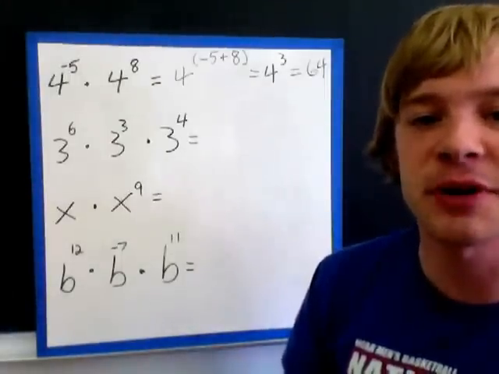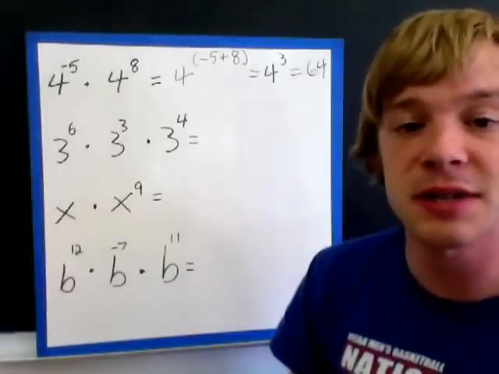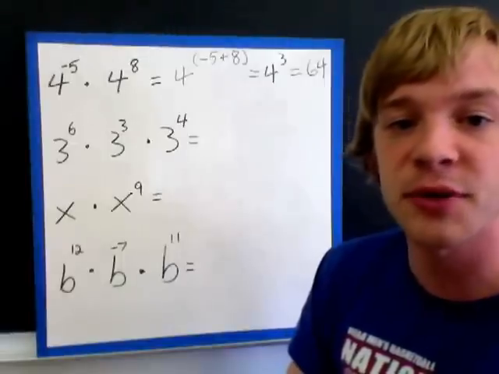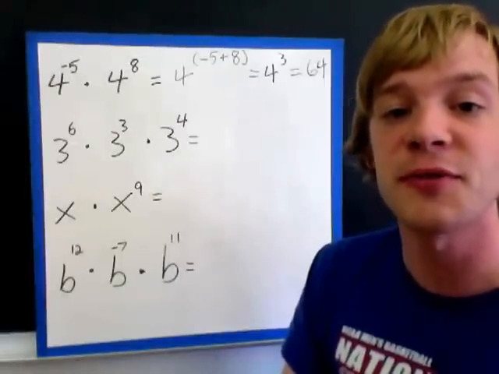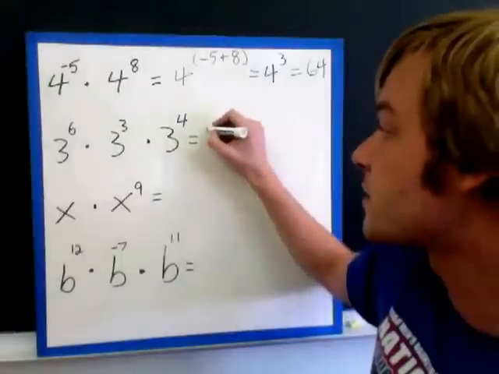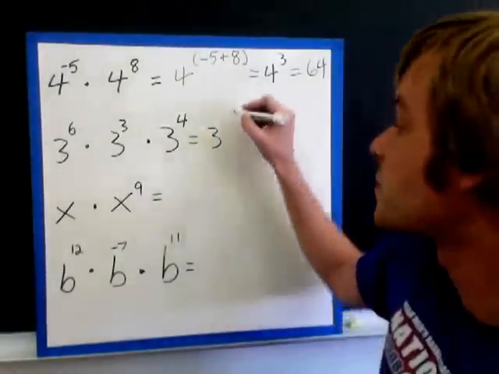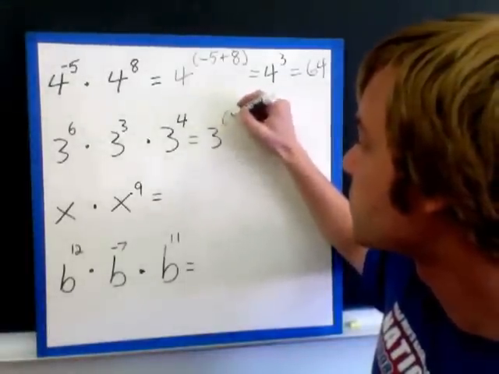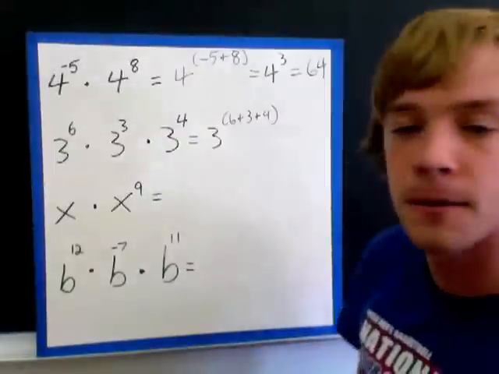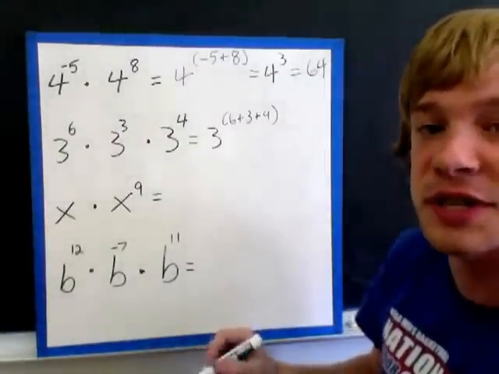For this second example here, I've got 3 terms, but since they all have the same base, that means we can still simply add the powers. So I've got 3 to the 6th power, I have 3 to the 3rd power, and I have 3 to the 4th power. So my result is going to still have a base of 3, and then I'm going to add 6 plus 3 plus 4. If I do this, it should give me 13. So I have 3 to the power of 13.